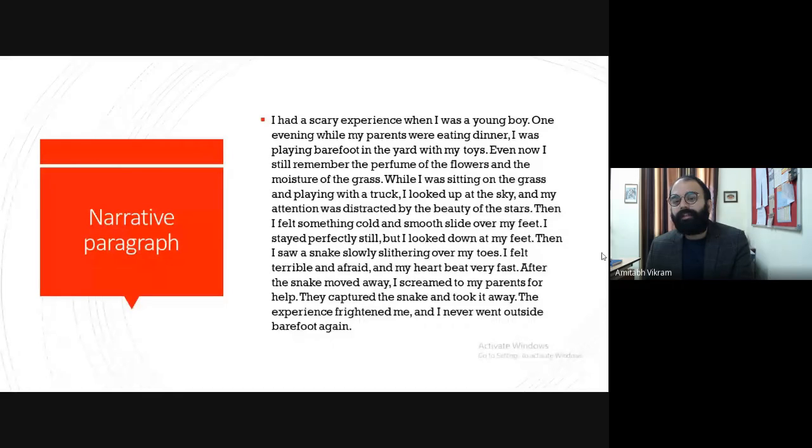Now my parents were eating dinner. Again, it is related to some senses, like eating dinner. I was playing barefoot in the yard with my toys. Even now I still remember the perfume of the flowers. Now this perfume of the flowers is again related to your sense of smell. And the moisture of the grass, when you touch the grass you can feel the moisture. Again, it is related to touch.